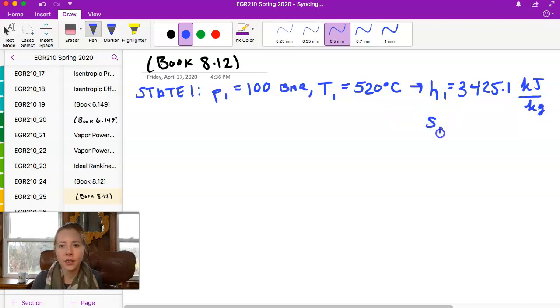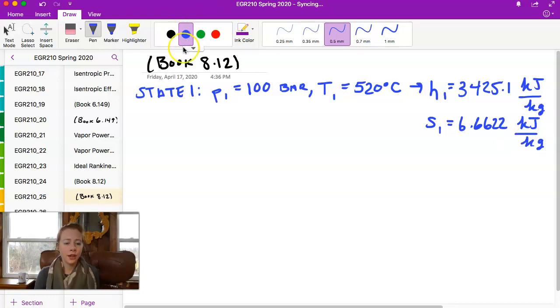And the entropy at state 1 is 6.6622 kilojoules per kilogram-kelvin. Now, here's the thing. We have to also evaluate, so we evaluate each state as they stand, but then we also need to evaluate them as if they were isentropic processes, so the ideal situation. So let's look at the ideal condition, so state 2s. So ideal for state 2.